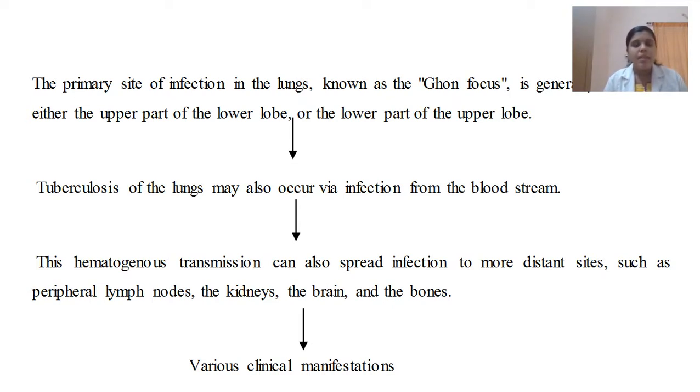At the same time, tuberculosis of the lungs can also occur through infection from the bloodstream or elsewhere in the body. If the organism is present elsewhere in the body, it can flow through the blood and lymphatics, reach the lungs, and start the infection. This infection will lead to various clinical manifestations in the child. Understand?